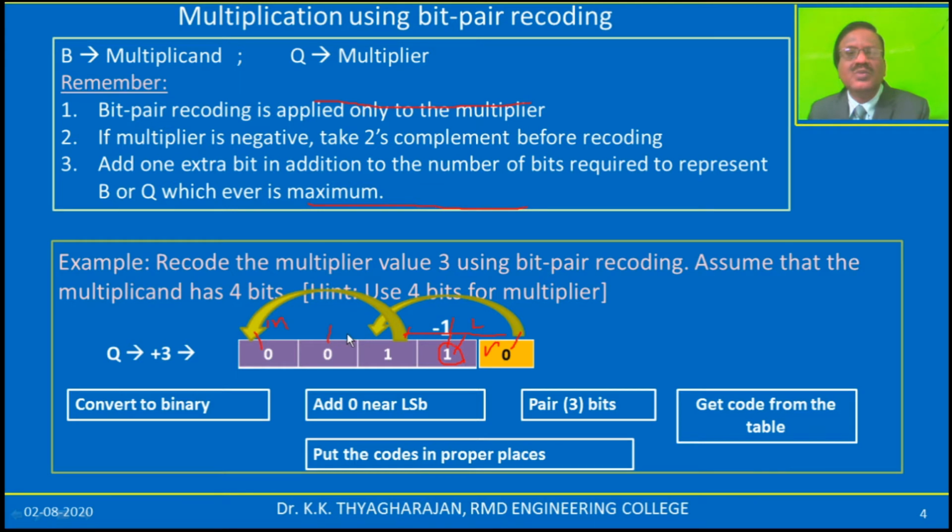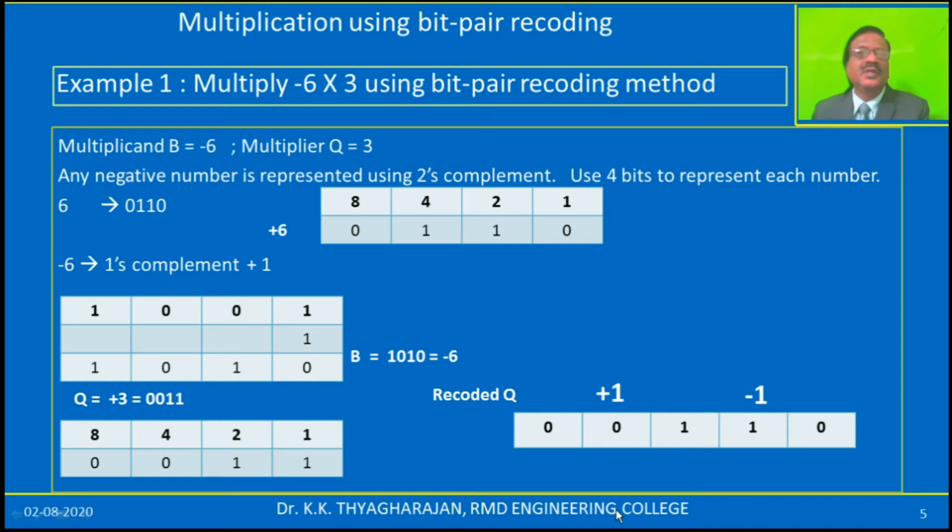So here minus 1, here plus 1. So now we have recoded the multiplier 3 to the bits plus 1 and minus 1. But you see the positions of plus 1 and minus 1. There is a 1 bit gap between this plus 1 and minus 1. Okay, now you know how to recode any binary number.